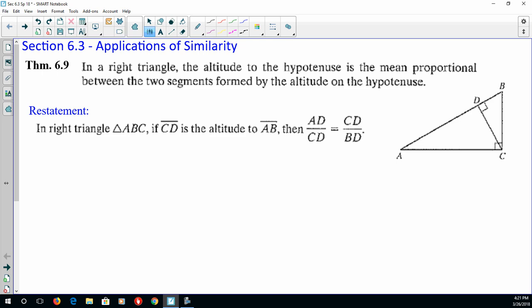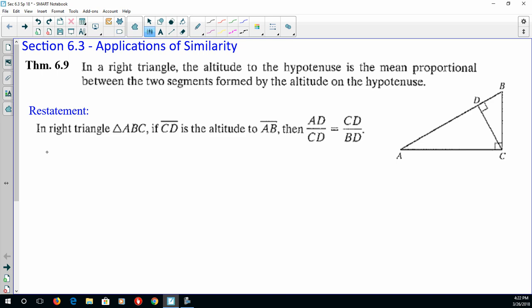Okay, to restate that in terms that actually make a little bit of sense, here's my right triangle drawn. In the right triangle ABC, with the right angle at C, if CD is the altitude to AB, then AD over CD equals CD over BD. This is what the mean proportional is. The altitude to the hypotenuse, which is CD, is the means. The AD and BD are the extremes, but CD is the means. It's the mean on this side and that side.